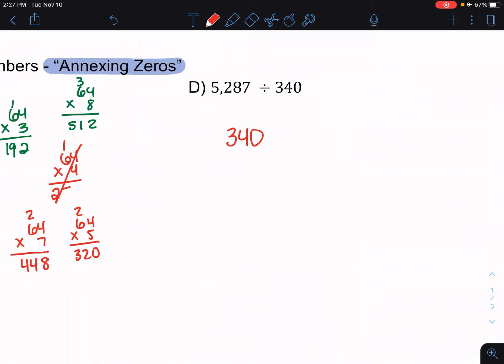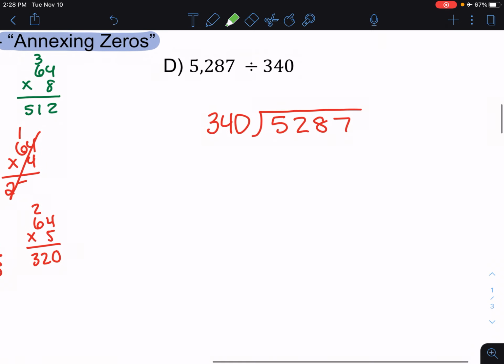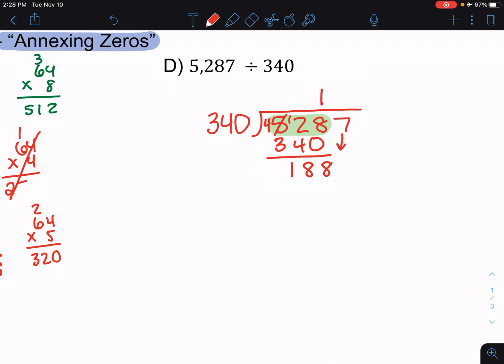Okay, last one is 5,287 divided by 340. So again, a pretty big number. We're going to do some side multiplication. I can't look at the ones, or sorry, the thousands, the hundreds. I have to look all the way to the tens place here to make sure that 340 is going to work. 340 goes into 528 one time. So 8 minus 0 is 8. 12 minus 4 is 8. And 4 minus 3 is 1. 340 does not go into 188, so I'm going to bring down the 7.